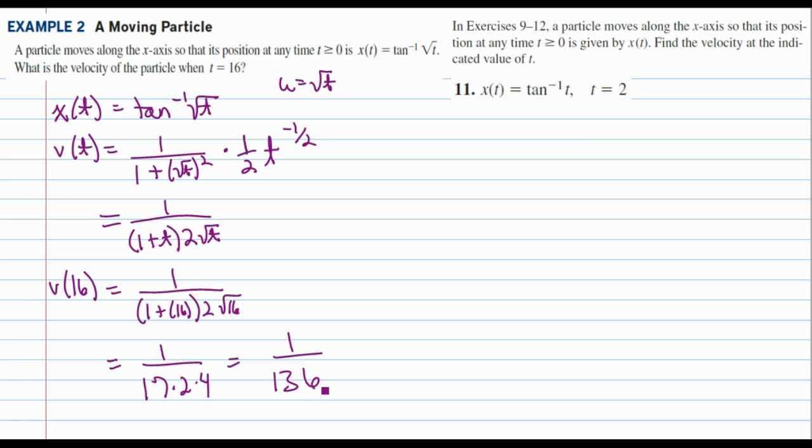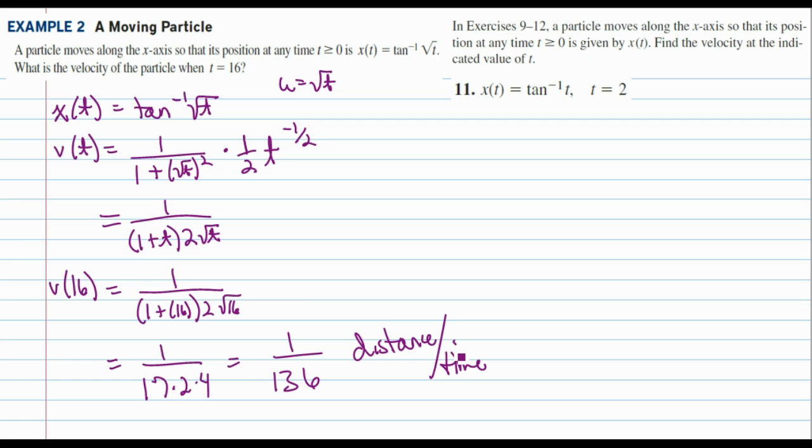And I get 1/136th, and it didn't really give me units, so that could be miles per hour, feet per second, meters per minute, who knows. So it's just a distance per time.